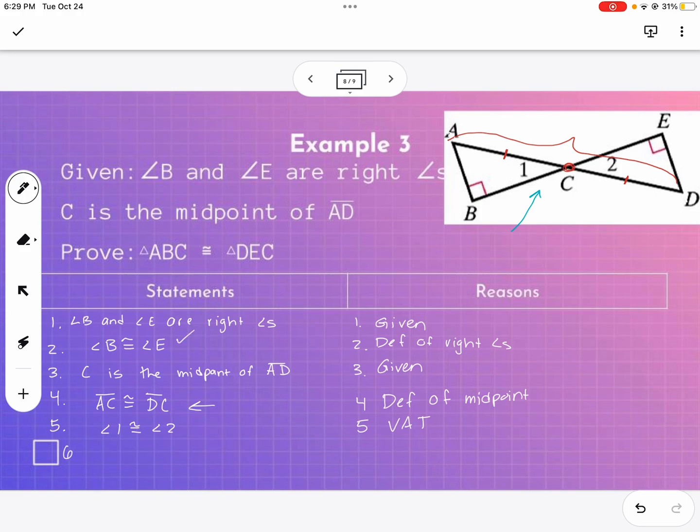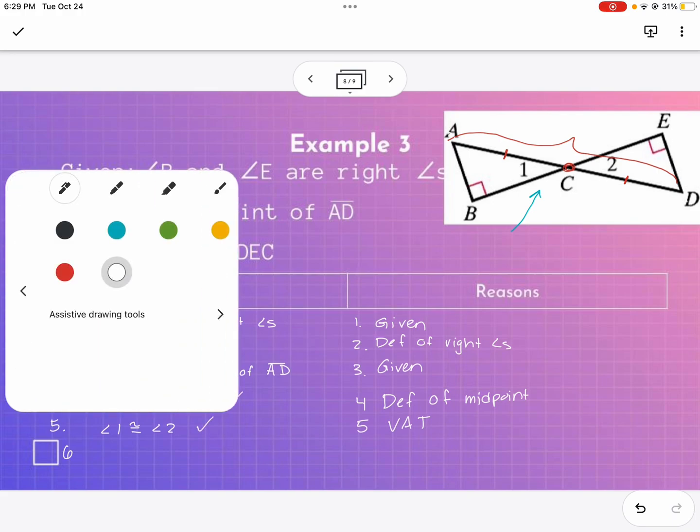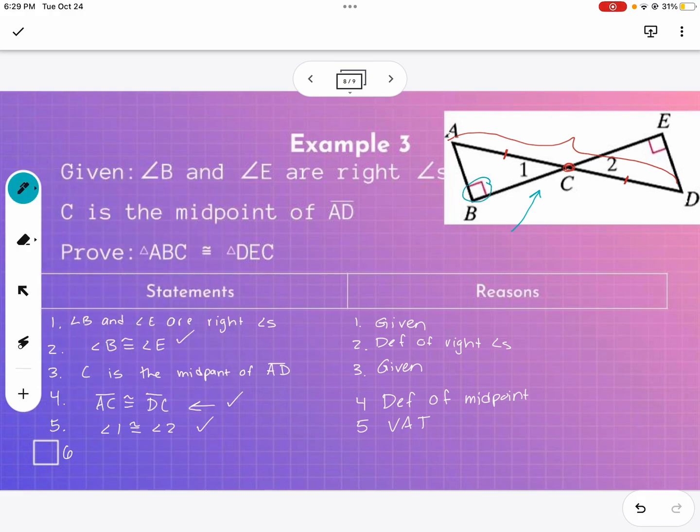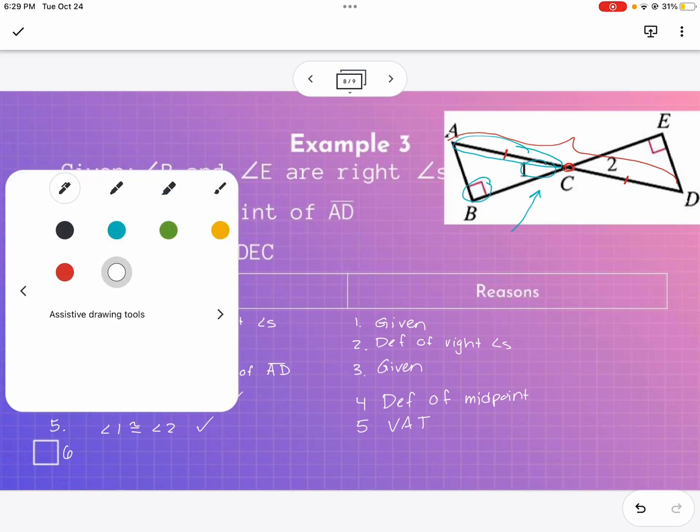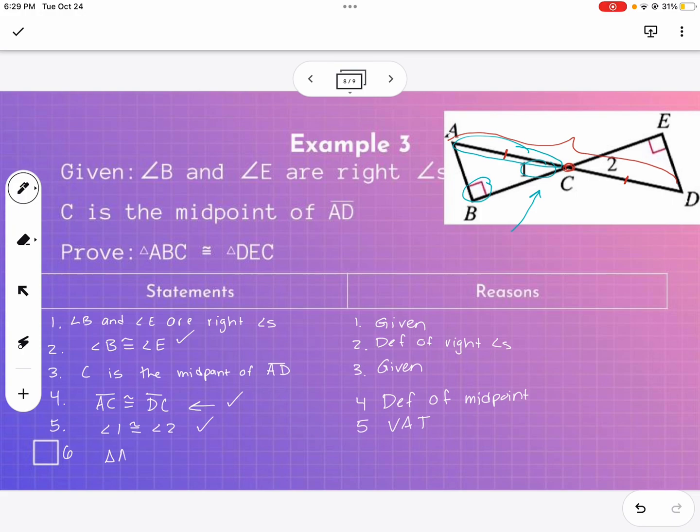I have a pair of angles that are congruent. I have a pair of sides that are congruent. I have another pair of angles that are congruent. Check the order of these in our diagrams. I have angle, angle, side. So I'm going to use angle, angle, side. Triangle ABC is congruent to triangle DEC by my angle, angle, side theorem. All right, you have completed another proof.